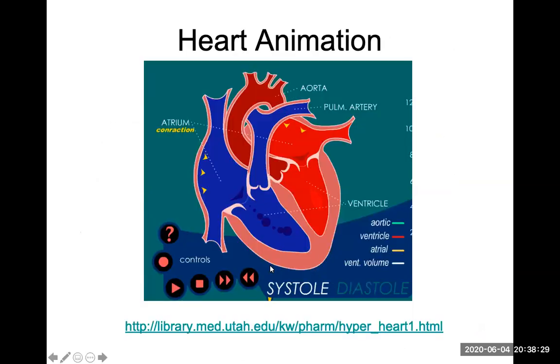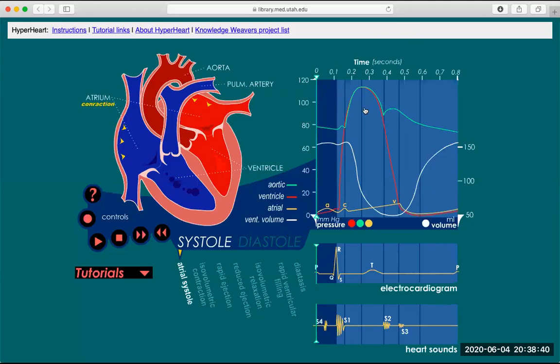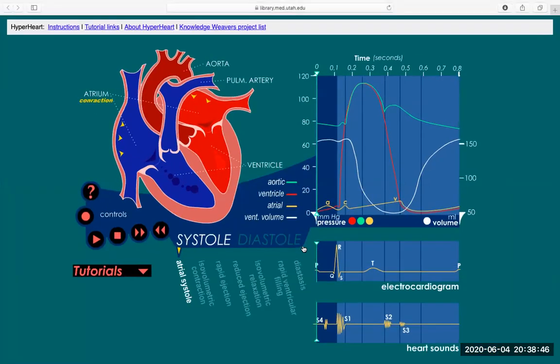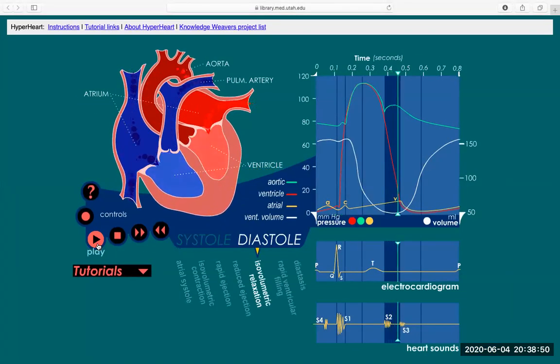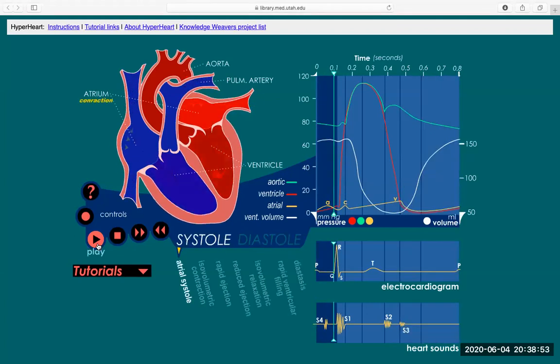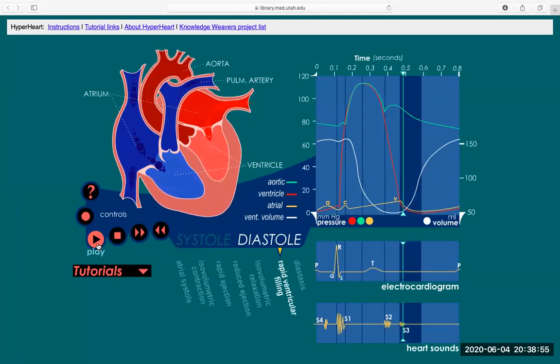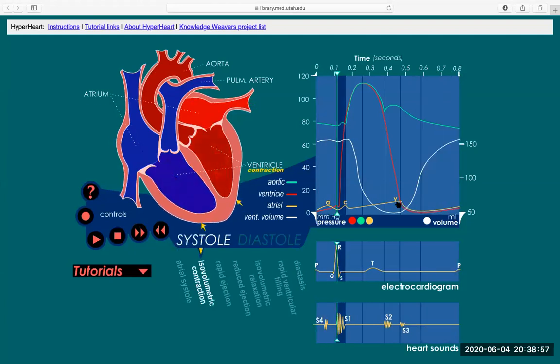Okay, so this is a heart animation, and I'm actually going to bring it up to a new screen so you're able to see this. And this heart animation is really helpful if you want to take a look at all of these phases put together in one spot. So I'm going to press play here, and there will be a lot going on on your screen because remember, the cardiac cycle takes note of everything that happens within the single heartbeat.